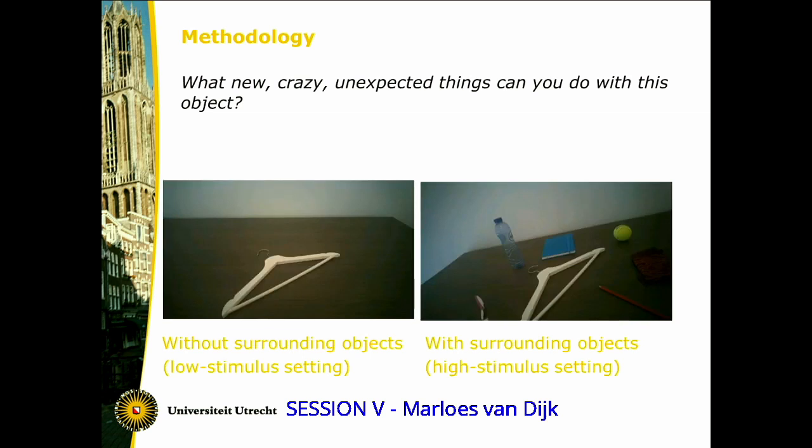So we asked children what new, crazy, and unexpected things they could do with an object. And there were 5 trials, each of 2 minutes. In the first group, there was only the target object present in the middle of the table, a cloth hanger in this example. This was called the low stimulus setting, and in the high stimulus setting, the target object was surrounded by 6 other objects.